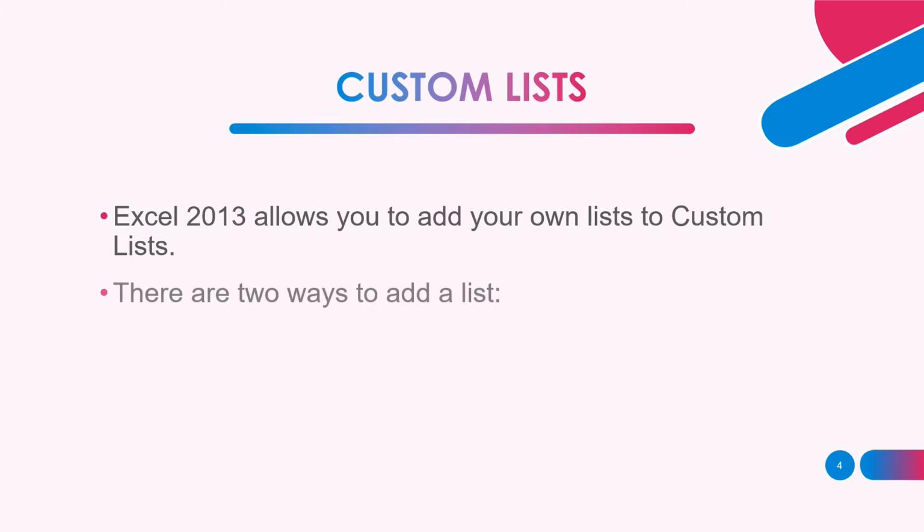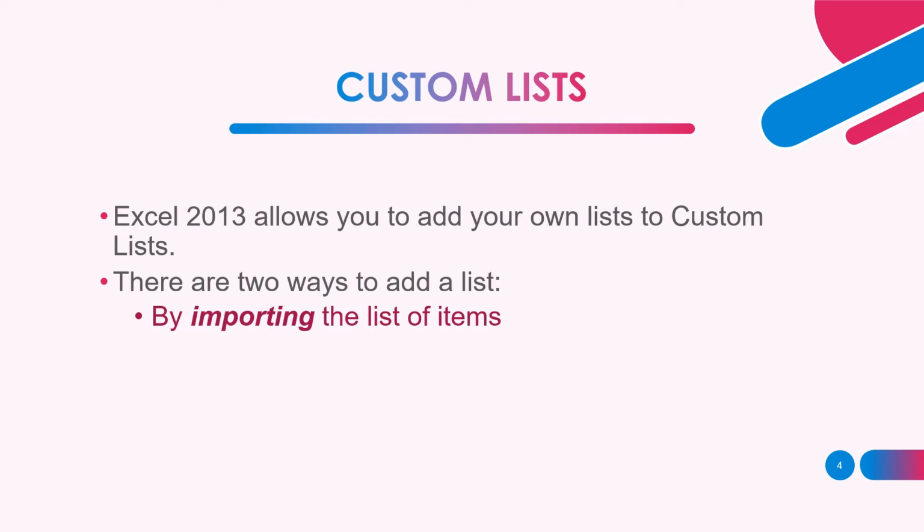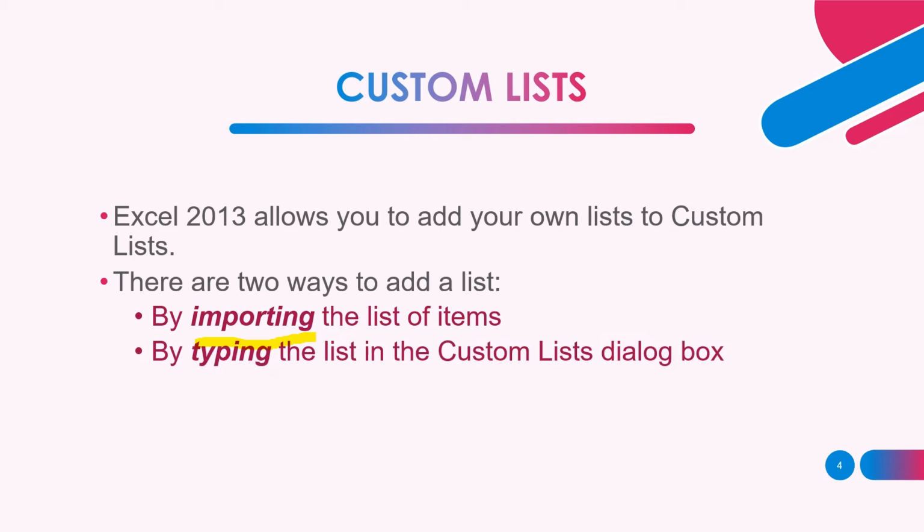There are two ways to add a list. The first way is by importing the list of items. First you type the list of items, then you click import, and it will get added to the custom list. The second way is by typing the list directly in the custom list dialog box. Let's see about this in detail.